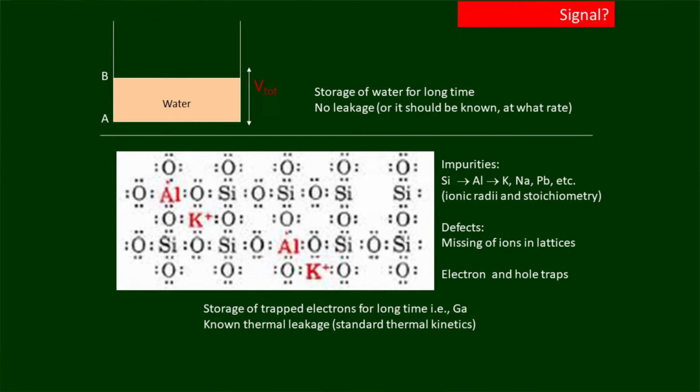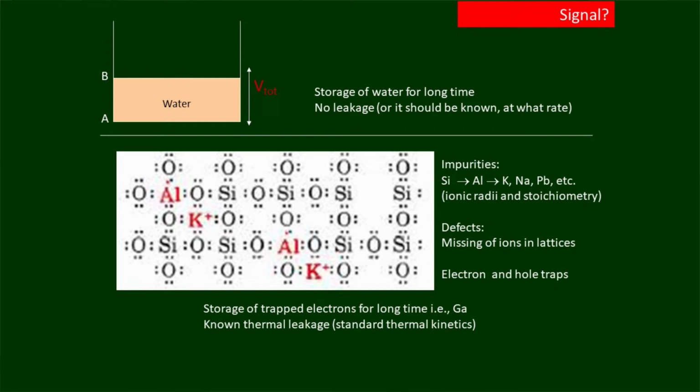Similarly, there are defects also. There are ions that are missing in the lattices. So both the defects and impurities trap the electrons that are coming nearby. So there are traps which can trap electrons, and there are traps that can trap holes. So these stored trapped electrons and holes are the signals for our dating technique.